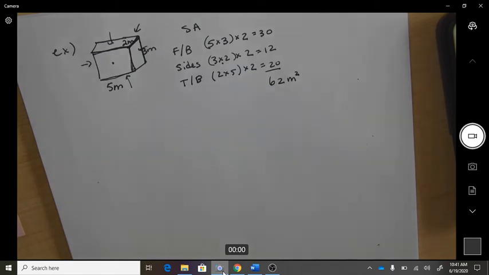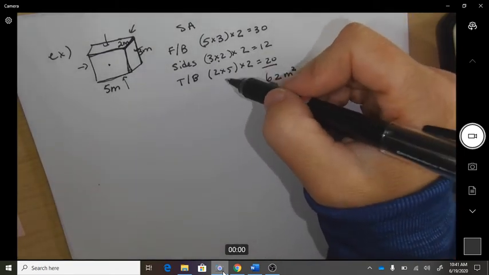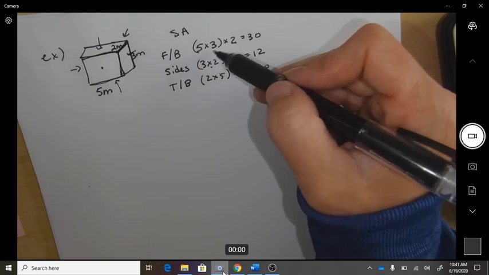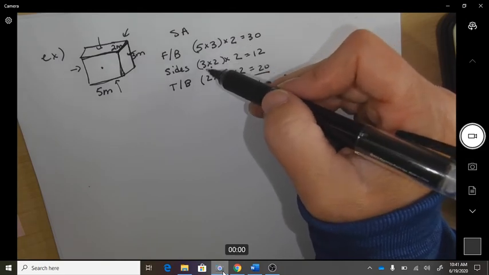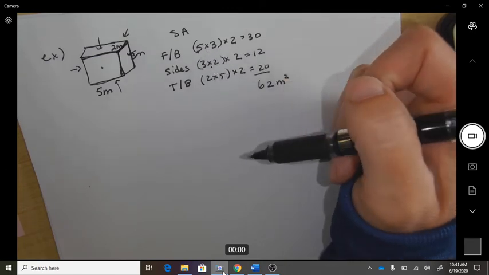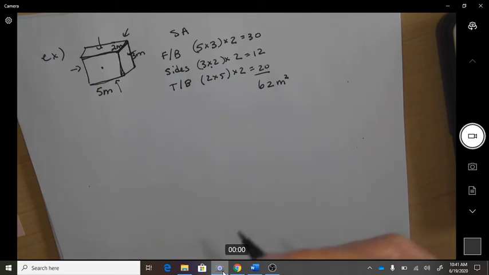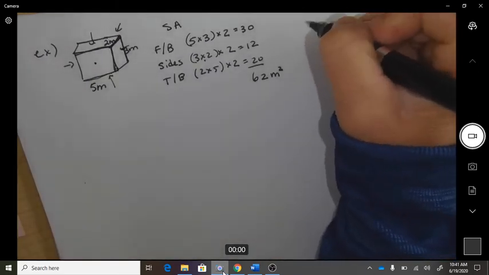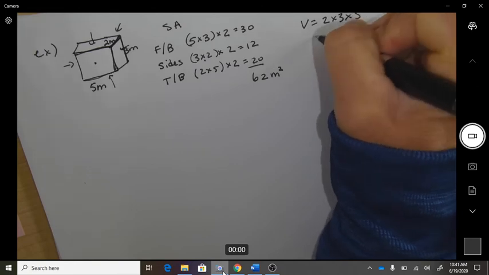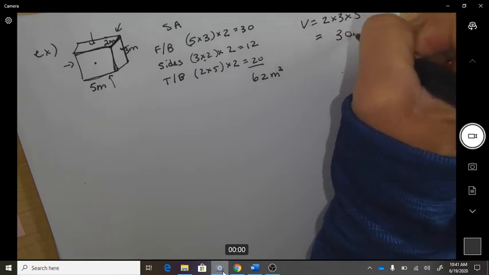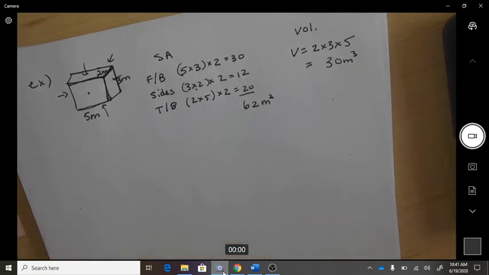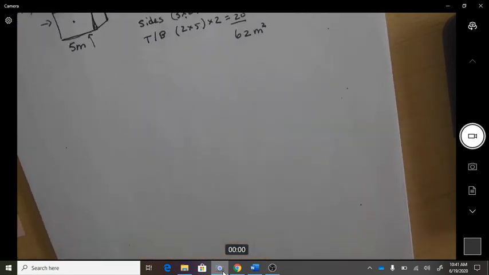Okay, when you look at all of these, I just really need to make sure I have all the combinations. So 5 times 3, I've used 5 twice, I've used 2 twice, and I've used 3 twice. My volume is simple. We just take all the dimensions multiplied together, so that is 30. And then just making sure I have cubic on my final answer.